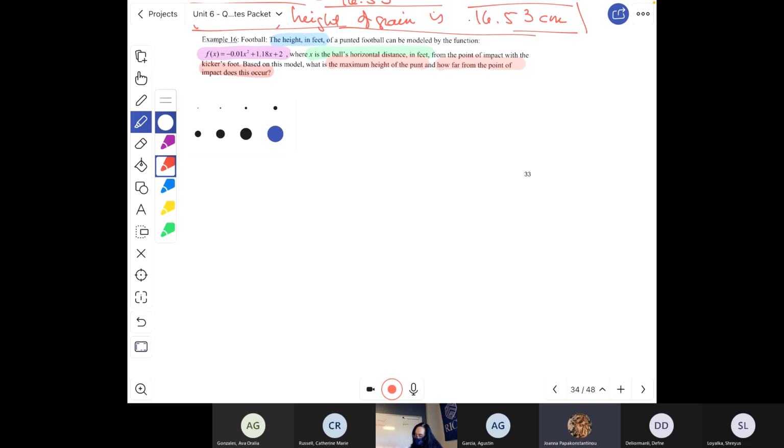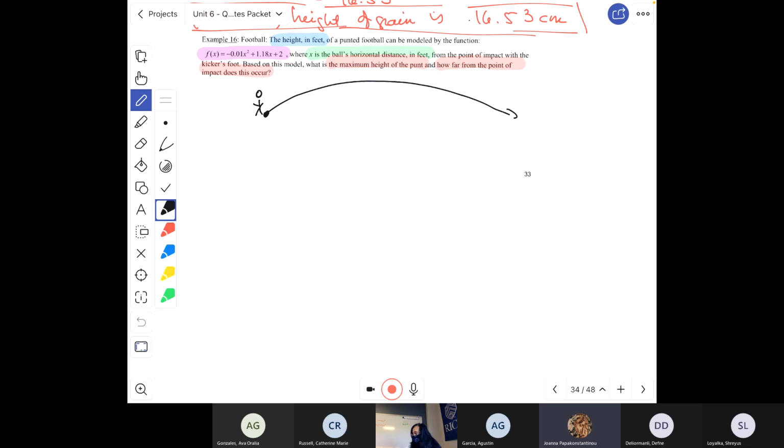So let me just draw a little picture, because I like my pictures. I have a little football player here, right? He's kicking the little ball. Oh, aha! Imagine that! Parabolic motion. You see it everywhere in this world. He kicks the little ball and it goes that way, right?